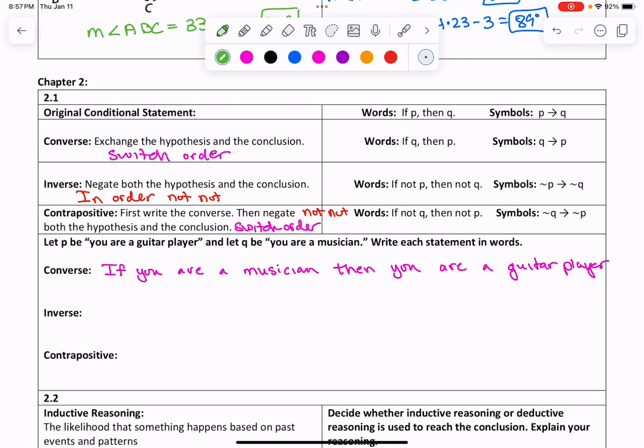The inverse is in order, not. So we keep the same order but stick not. If you are not a guitar player, then you are not a musician.